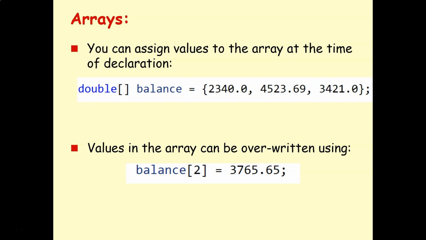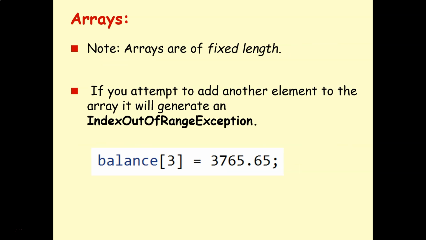And of course, we can overwrite any existing values just by saying something like balance, square brackets, index position, equals, and then setting a new value. So in this case, we are going to replace 3,421 with 3,765.65. Note, arrays are of fixed length. We can't just add another element to it.